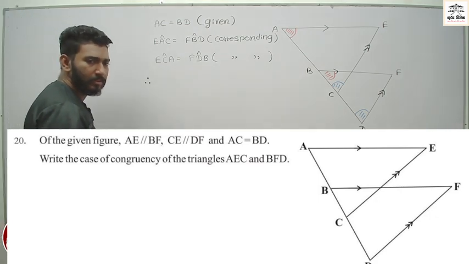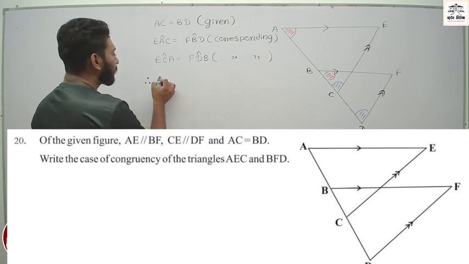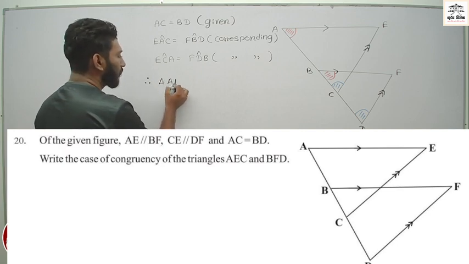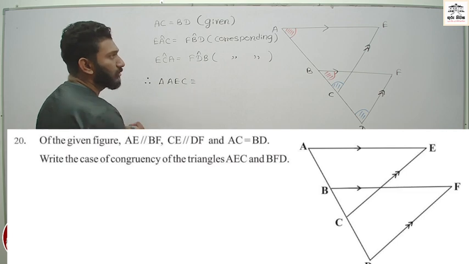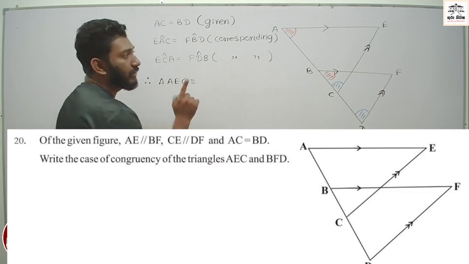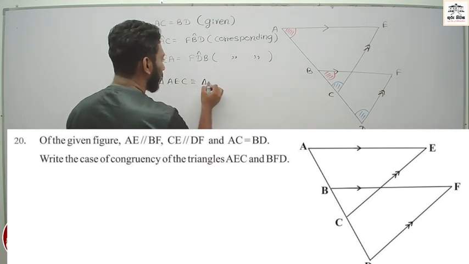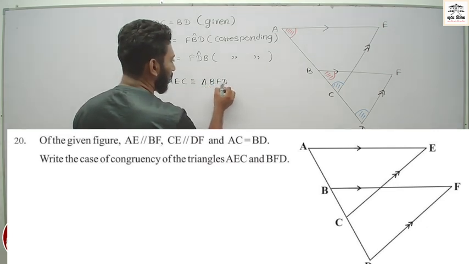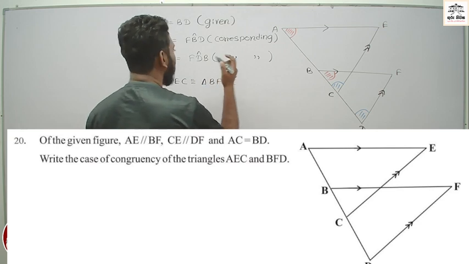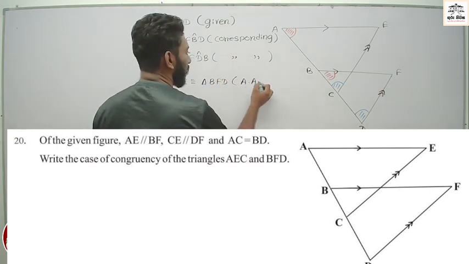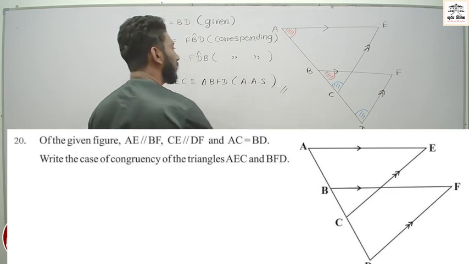Therefore, you can write as a triangle AEC congruent to the triangle BFD. The case is angle, angle, and corresponding side. We call as a AAS.